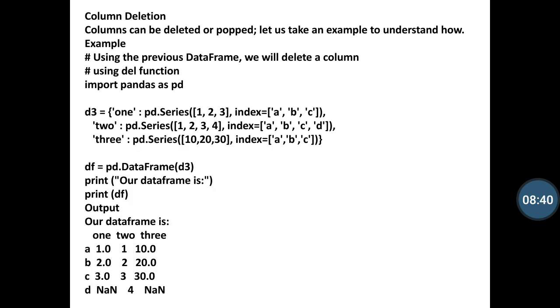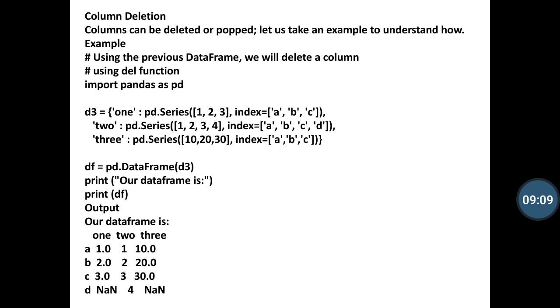And then after, I am defining the column deletion operation. The column can be deleted or popped. Let us take an example. I am giving two methods to delete the column. Number one is the del method, and number two is the pop method. So first of all, using the previous data frame, we will delete a column using the del function.